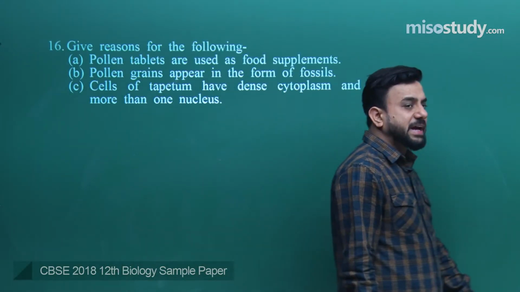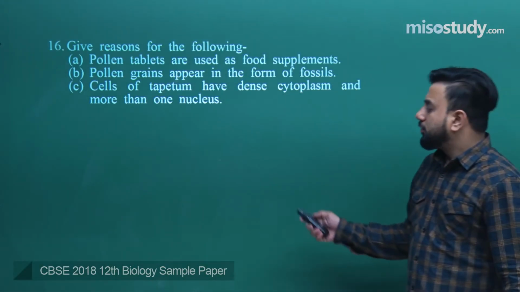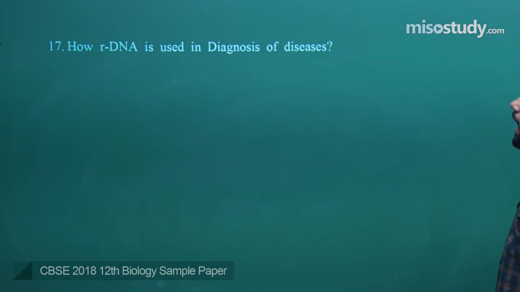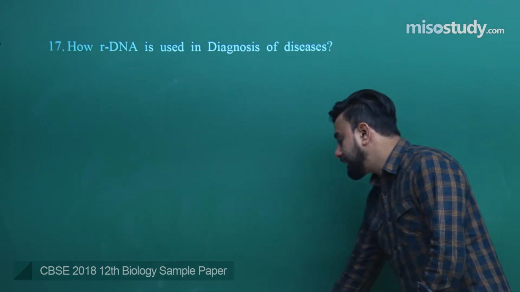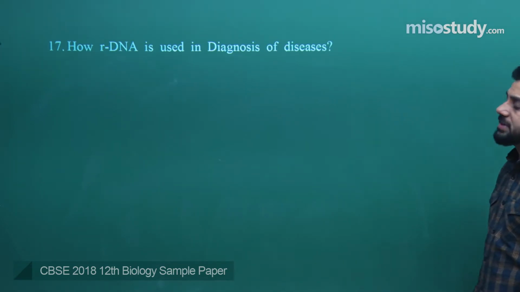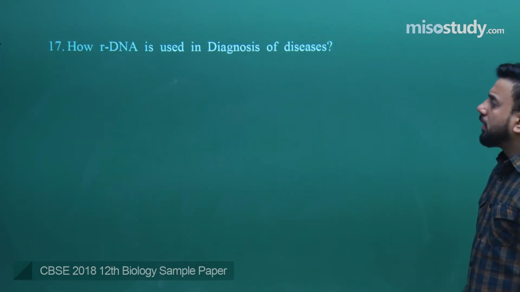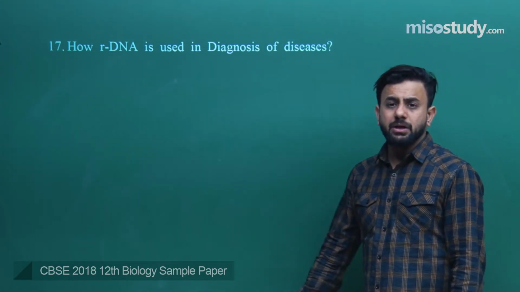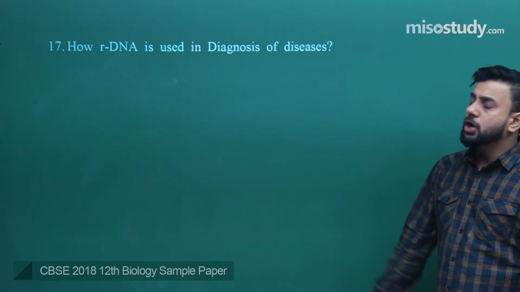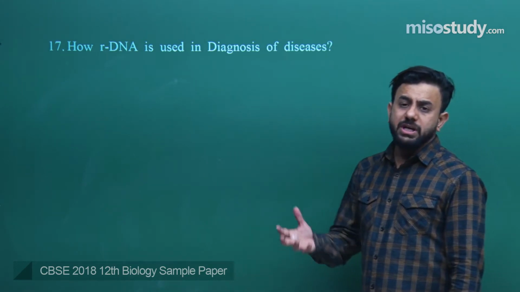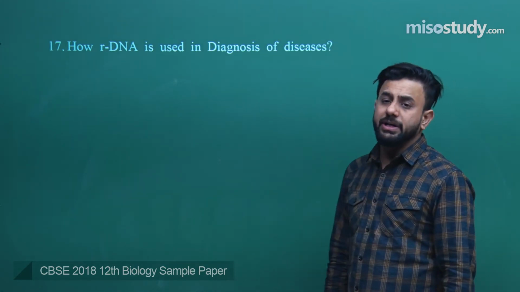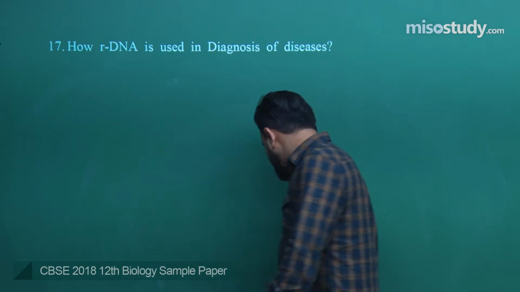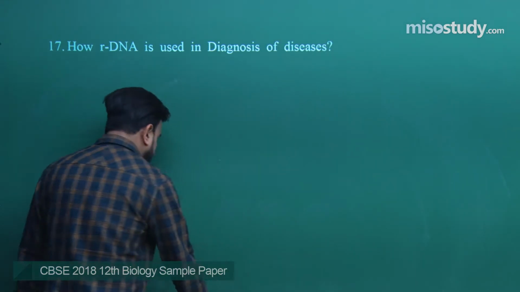So now we will see the next question for today, that is the 17th question, how rDNA is used in the diagnosis of diseases. rDNA is the recombinant DNA, right? And what is recombinant DNA? How is the recombinant DNA formed? What is actually recombinant DNA? Okay friends, so now let us understand this, what is recombinant DNA.